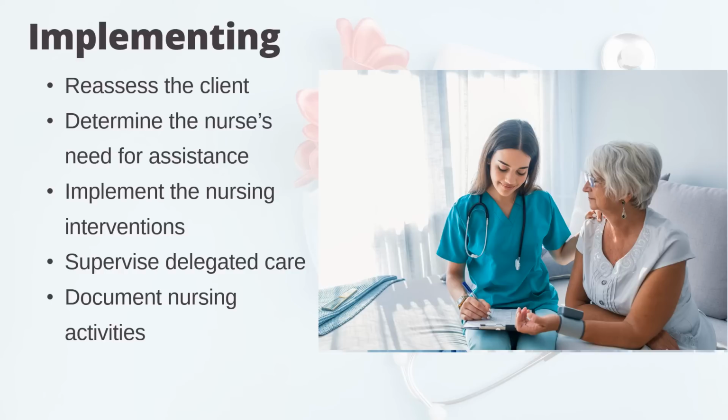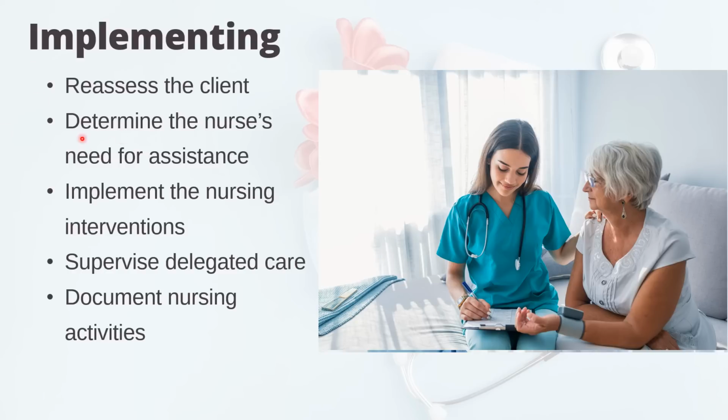Okay, so the fourth phase of the nursing process is implementing. Okay, so what do we do there? Implementing is the action phase. That is where we do or implement the planned nursing interventions. As we go along implementing the nursing interventions, we have to continuously reassess the client. Why? To know if our intervention is really addressing the problem of our client. So as I have said, the nursing process is cyclical.